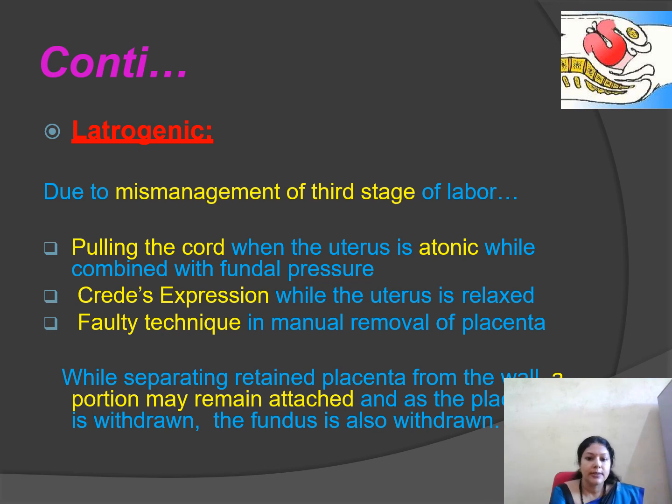And the next one is mismanagement of the third stage of the labor. We know that third stage means it is the delivery of the placenta. For the delivery of the placenta, actually you are supposed to take a wait and watch policy. Normally you should wait for the separation of the placenta. But here, without waiting, if you are just applying pull on the cord before the separation of the placenta, and if the uterus is not contracted, there is a chance for inversion of the uterus.